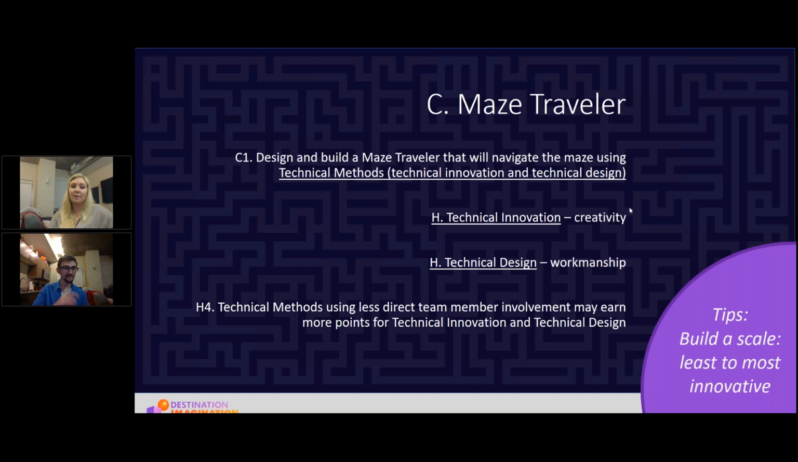Okay, so the part about technical methods using less direct team member involvement? Yes. Basically, it means that the less human involvement, the more technical something is. And so I'm just going to give you a couple examples.